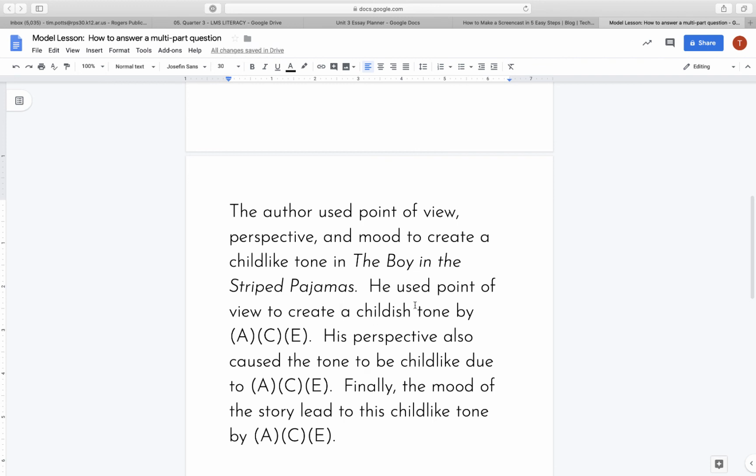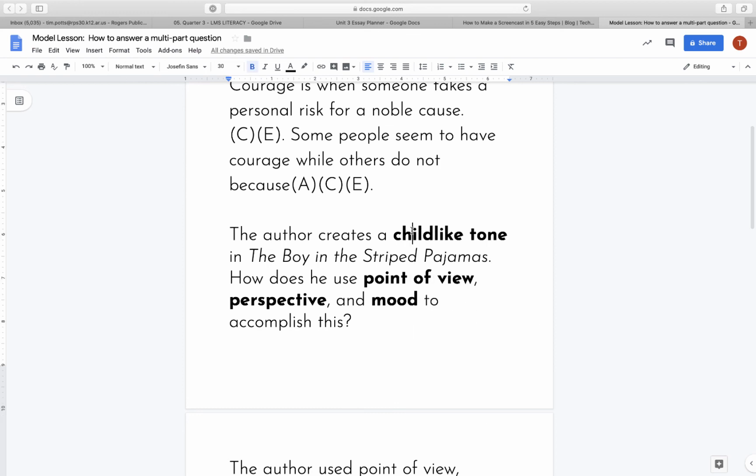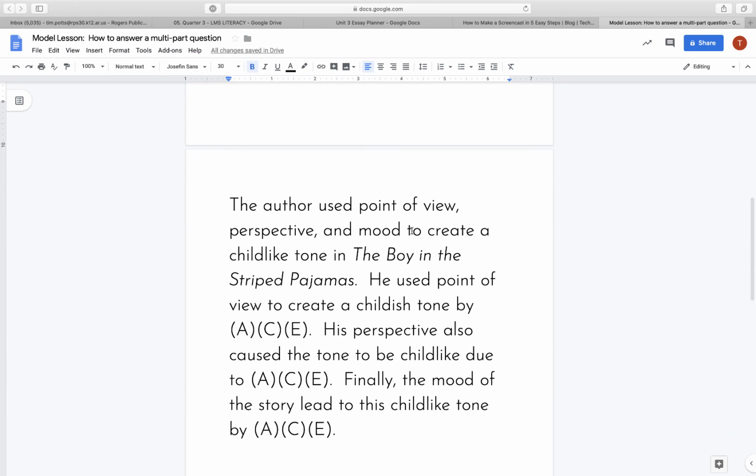Now, look at the repetitiveness here. He used point of view to create a childish tone by. His perspective also caused the tone to be more childlike due to. And finally, the mood of the story led to this childlike tone by. So the question is, do we want to use childlike 3 times? Or is that redundant? I would say it may be a little bit redundant, but it is one of the key words in the prompt right here. So I think we're going to be okay keeping it like that.